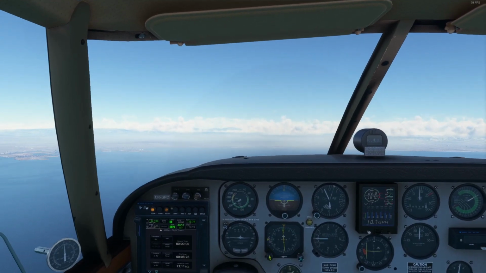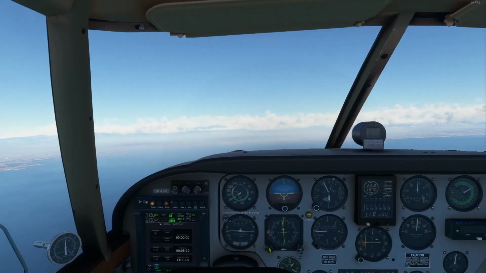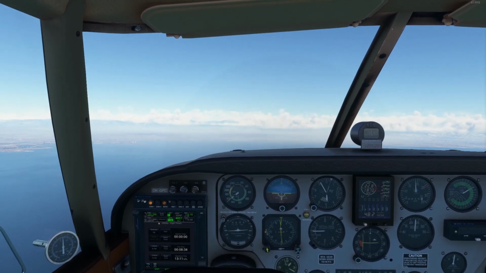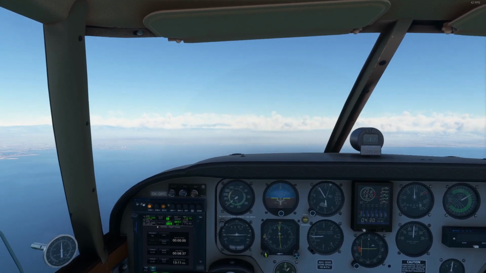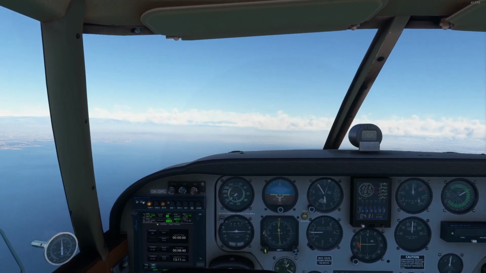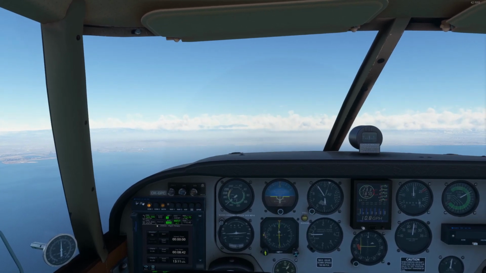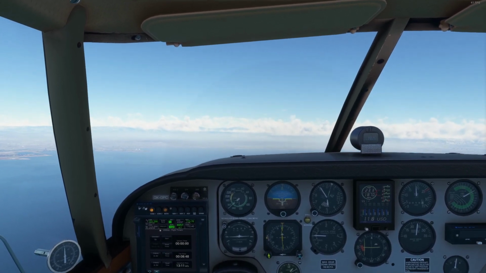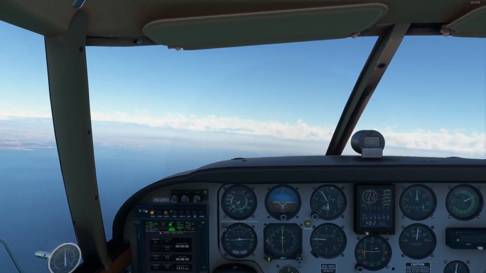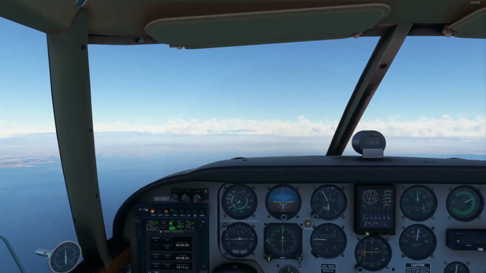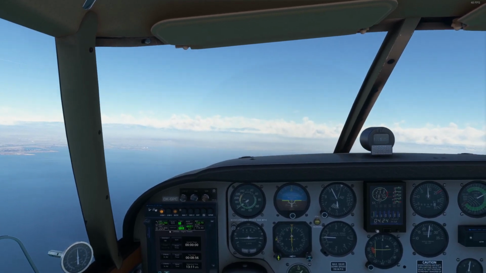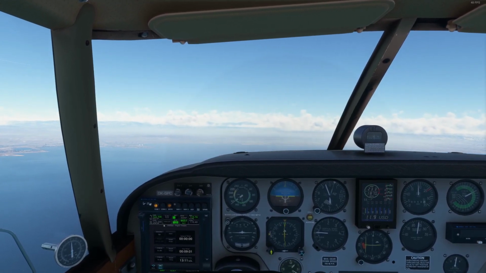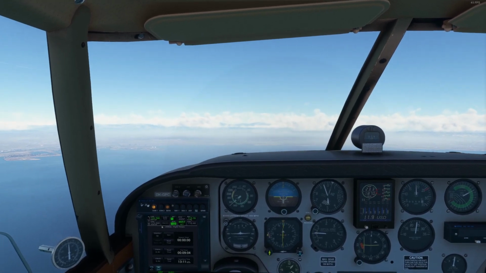It should be clear skies. I don't know what those clouds are doing there. Obviously it's going to take me a little bit more than 13 minutes since we needed to depart, or we departed in the other direction.